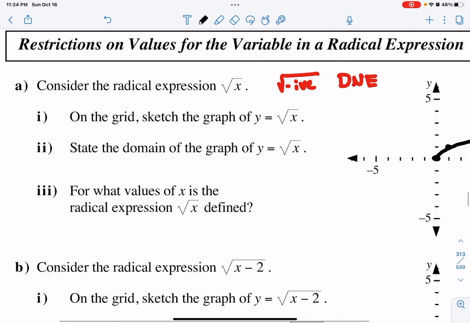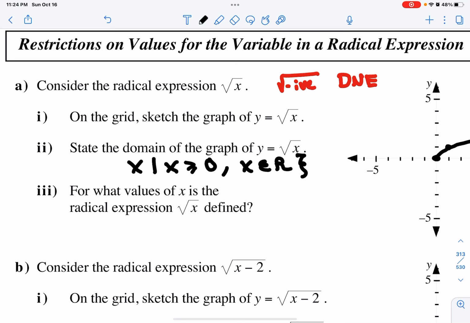Now, when they say state the domain of this, we know it relates to all the x values. Well, x such that x, what did x have to be greater than? 0 in this case. x was greater than or equal to 0, and once it was past 0, it was an element of the reals. And we can throw on our curly brackets here for formal notation. However, it is not required as long as you can get that x is greater than or equal to 0 and x is an element of the reals. Now, for what values is this radical expression defined? Well, we knew it was when x was greater than or equal to 0, because we cannot have a negative radical.